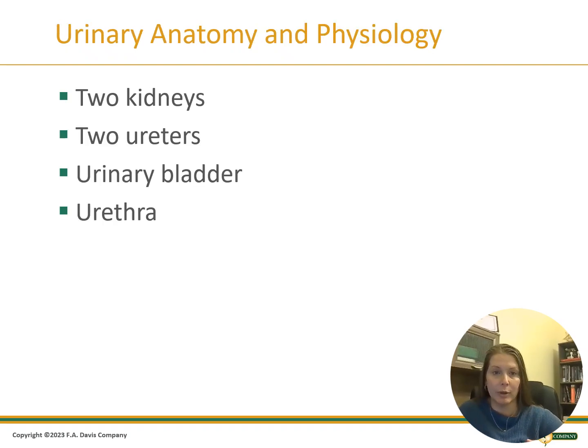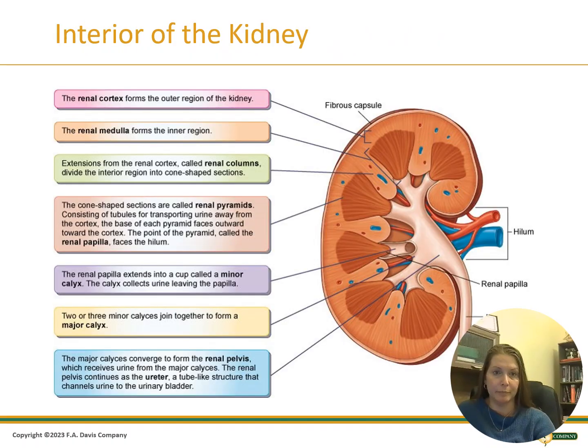Quick overview of the anatomy. We've got our two kidneys, two ureters, our urinary bladder, and our urethra. Here we have a picture of the interior of the kidney. Our renal cortex, that's the outer layer of our kidney, the renal medulla, our inner region. We have our renal columns, the extensions of the cortex that divide out the medulla into cone shapes. We have our renal pyramids, the cone-shaped structures that make the tubules that transport the urine from the cortex to the renal tip, the papilla.